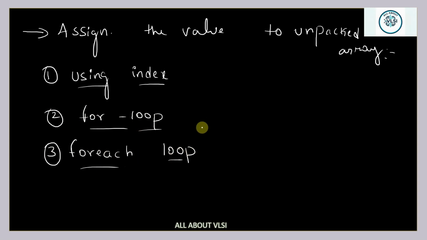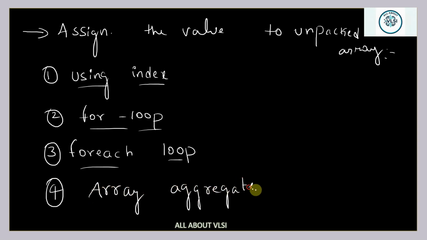Let us discuss what we mean by foreach loop later. We have one more method also. The fourth method is the array aggregate method. So these are the methods which we can use for assigning the values to our unpacked array. Now let us see the very first method using our index. Using the index, we need to assign the values to our unpacked array.